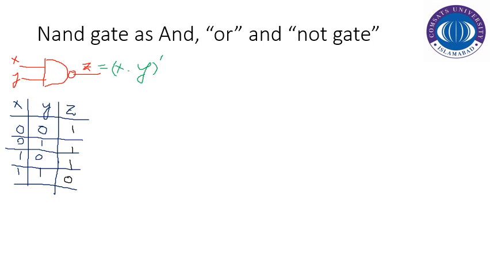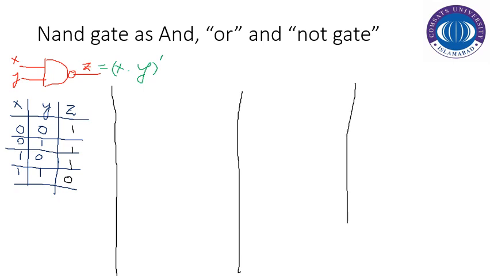Right, so now let us see how we're going to implement the AND gate, OR gate and NOT gate, starting with NOT gate. Then AND and OR. So the first example is NAND as NOT gate. The second example would be NAND as AND gate. And the third example would be NAND as OR gate.